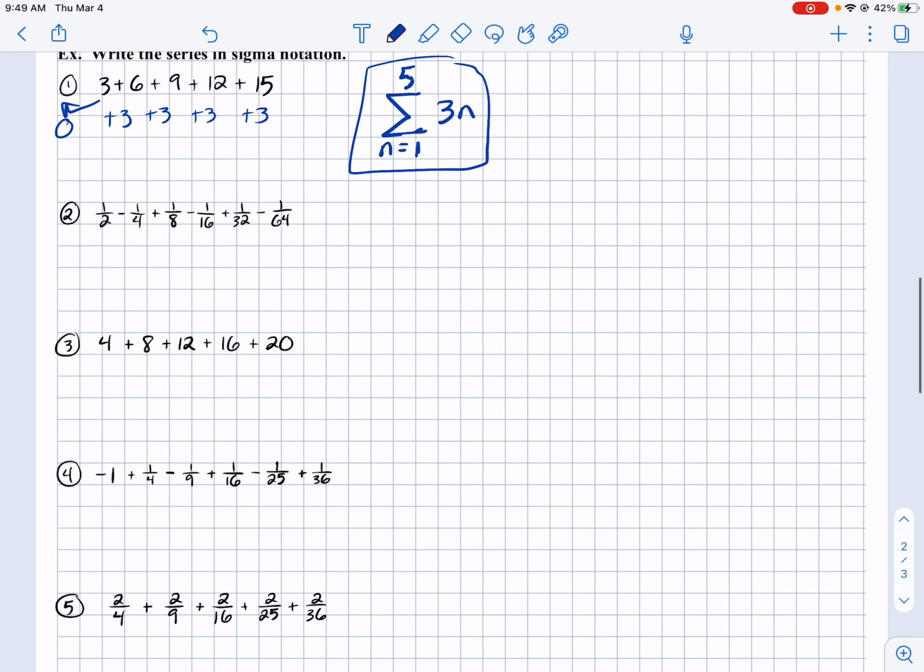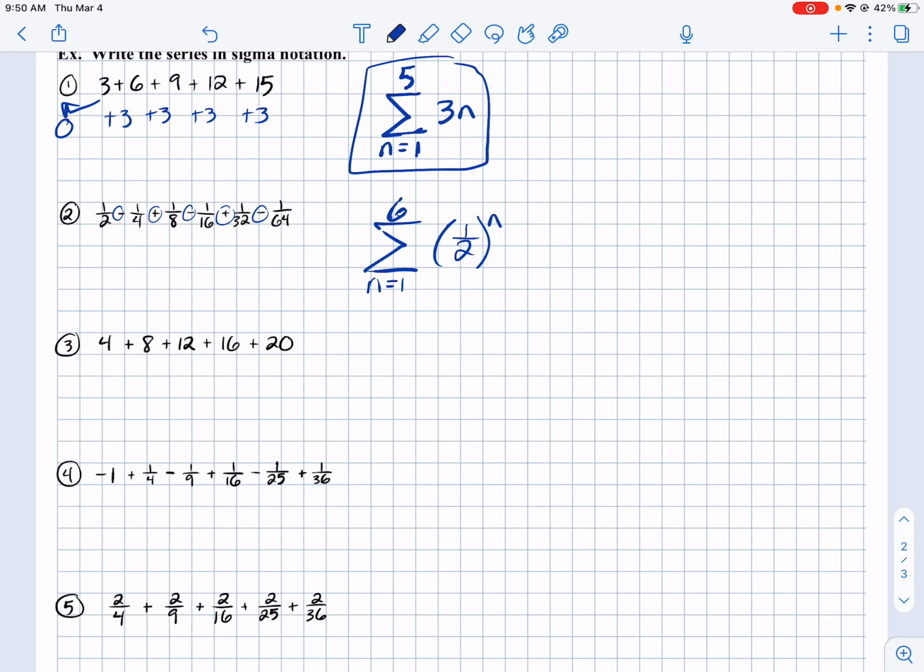Let's try another one. Let's try number 2. This one's a little tricky because it's alternating plus, minus, plus, minus, plus, minus. If you just ignore that for now, you might notice that the denominator is just being doubled, right? These fractions are just being doubled. So starting at term 1, going all the way out to 6 terms, our first term would just be 1/2 to the power of n, right? If we plug in 1, we get 1/2. If we plug in 2, we get 1/4, 3, 1/8.